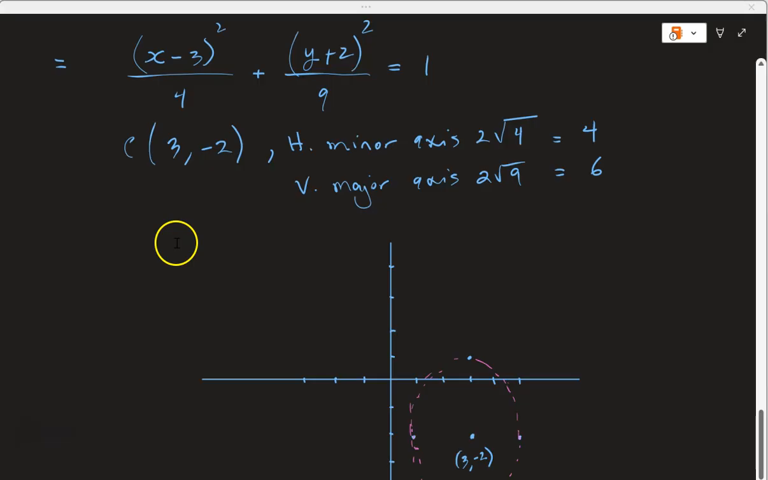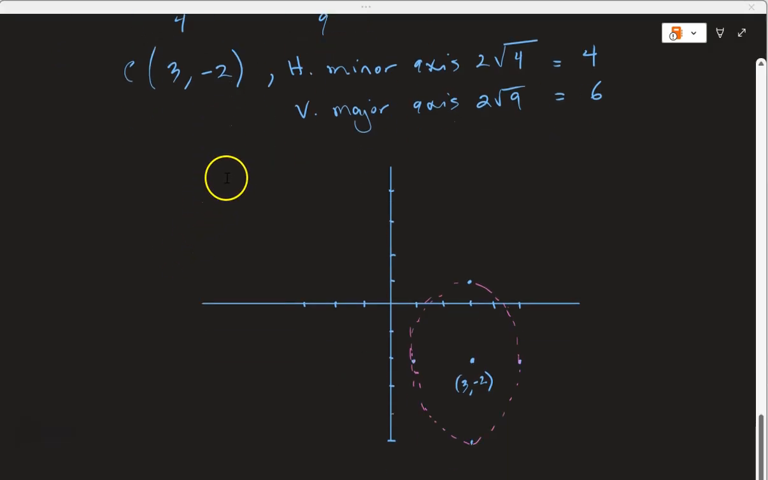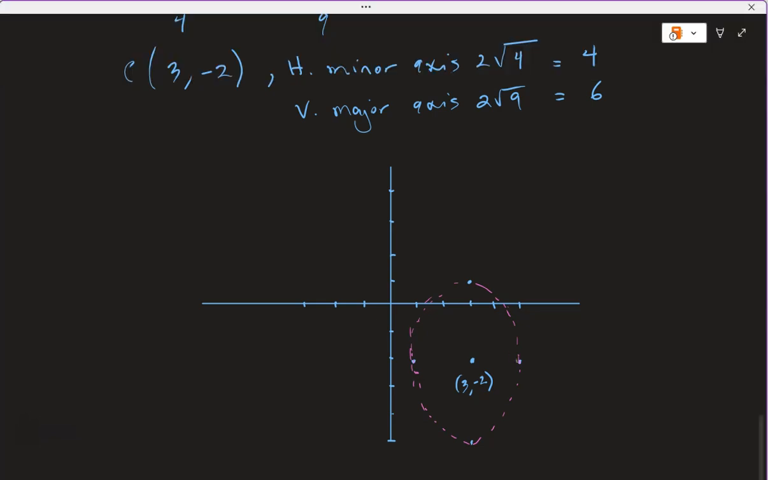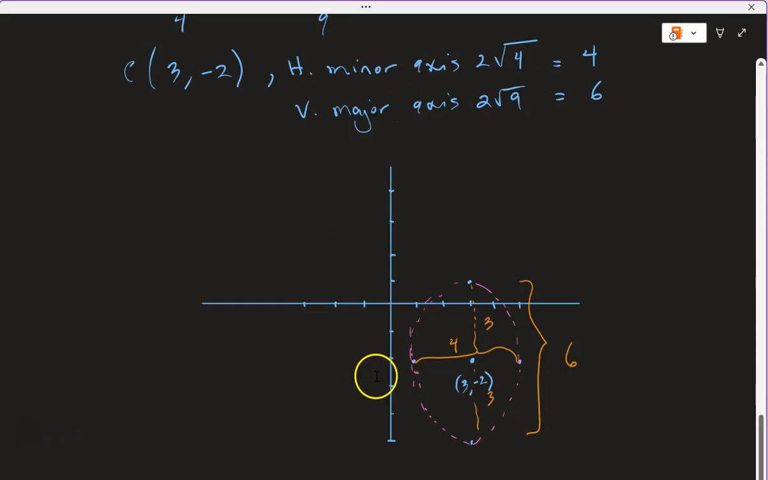And when you sketch the graph based on the information that you have, you will end up getting something like this. And this is very good because you can see the distances, the axes, and all of that information that you need right there. So this length right here is 4. We know that this length right there is 6. So 3 up from here to here is 3 units. So the bottom is 3 units, and the center is at (3, -2). And that is the graph of that ellipse.